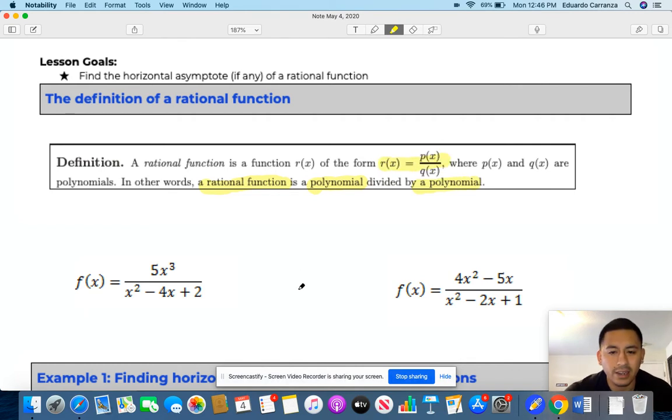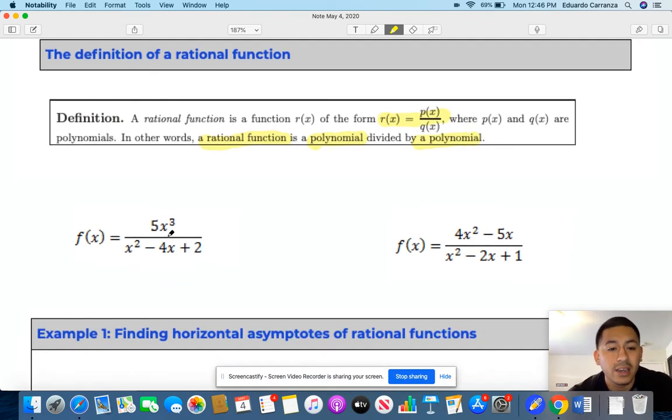And so, what you see here at the bottom are two examples of rational functions. So, let's take a look at the first one. F of x is equal to 5x cubed divided by x squared minus 4x plus 2. Notice how what I have in the numerator, 5x cubed, can be a polynomial function on its own. And then what I have in the denominator, x squared minus 4x plus 2, could also be a polynomial function on its own. So when we have a polynomial function in our numerator and another polynomial function in our denominator together, that forms our rational function.